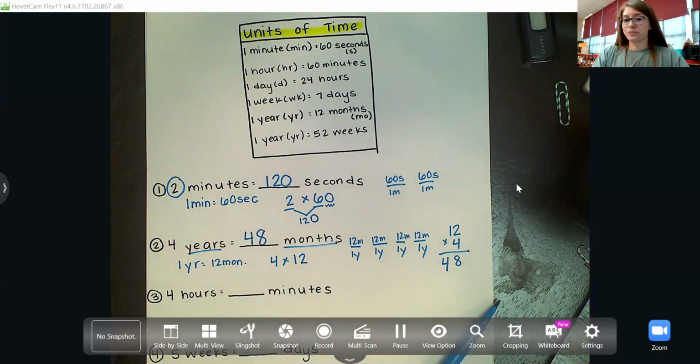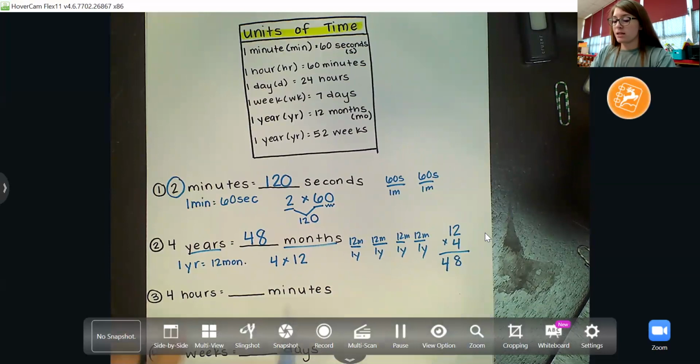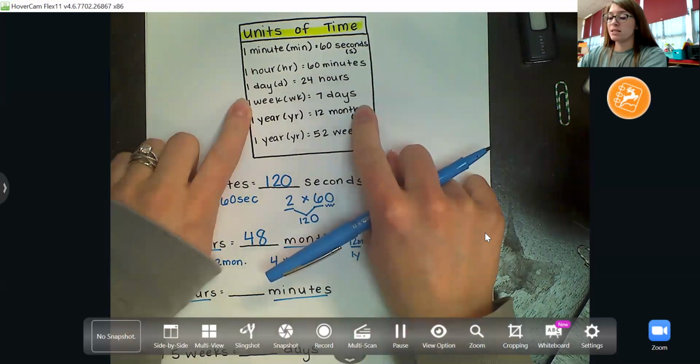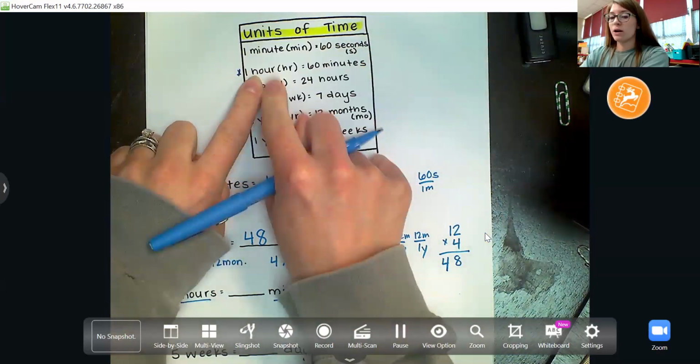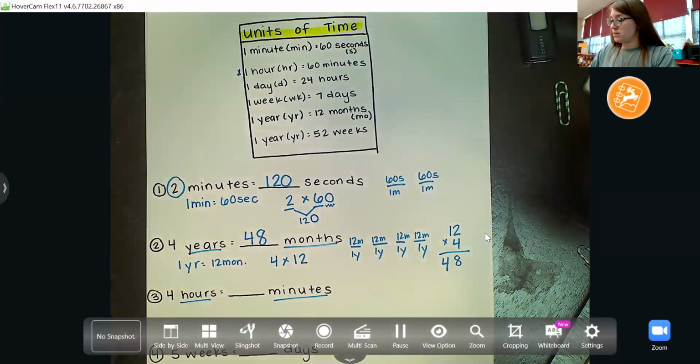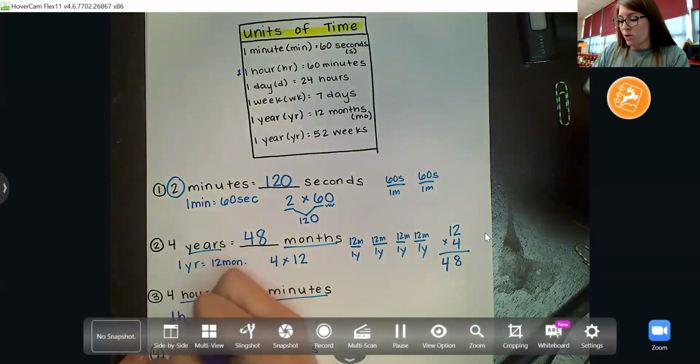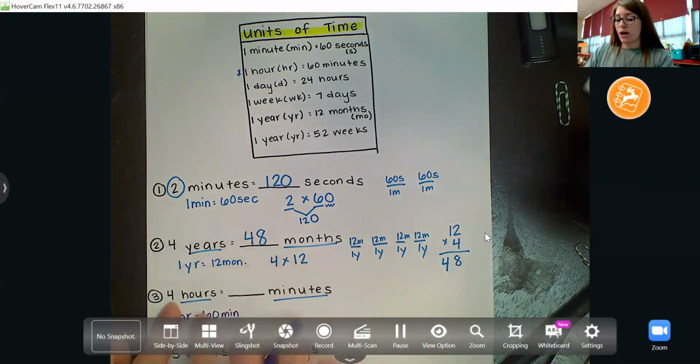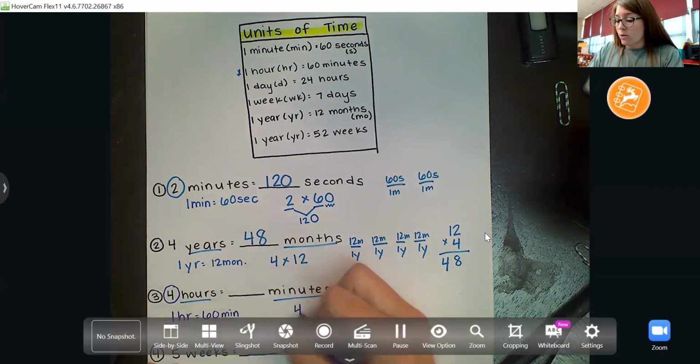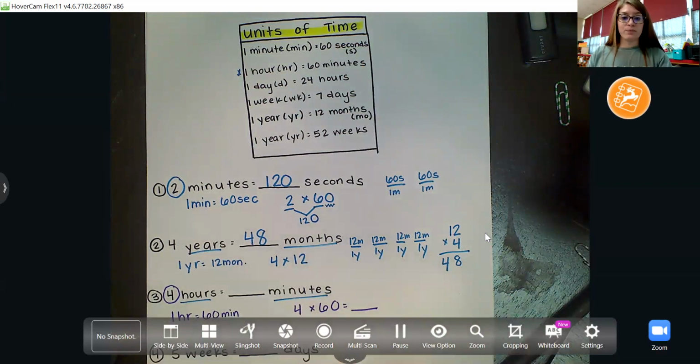All righty. Number 3, we are changing hours to minutes. So I know that I'm going to have to look for the conversion in my chart that changes hours to minutes. And it is right here. 1 hour is equal to 60 minutes. So if 1 hour is equal to 60 minutes, how can I figure out how many minutes are in 4 hours? Very good. I can say 4 hours times 60 minutes each is equal to what?